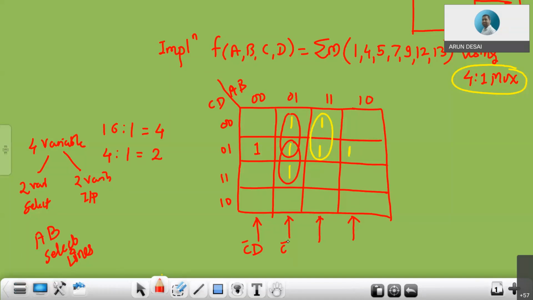Now for this group, right? This pair, which is common? D is common. So C complement or D is our second input. Then try for this one. Now, which value is changing? D is changing. C is common. So C complement is there, and the next is C complement D as it is, right?